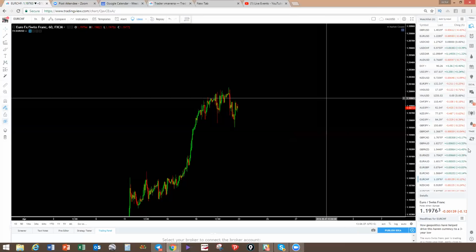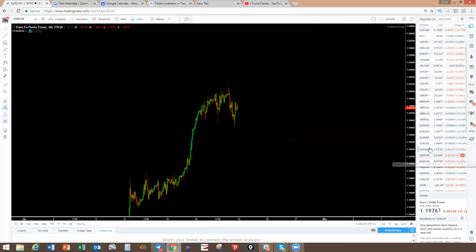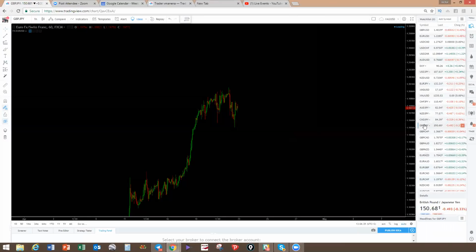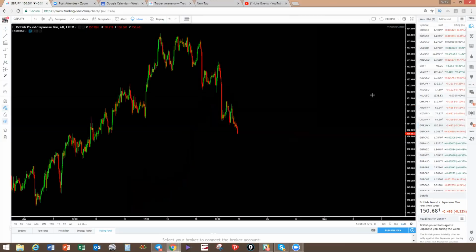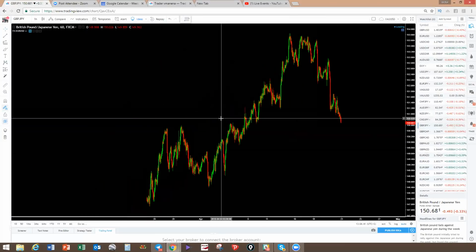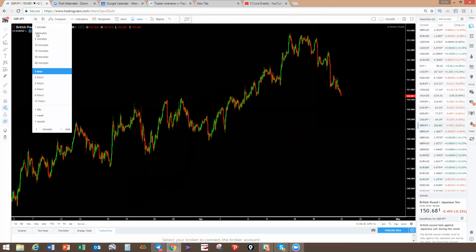Let's do silver and gold. Did I miss any euro pair, any pound pair, any US dollar pair? If I did, please just mention it there. But before we do that, let's do pound yen.